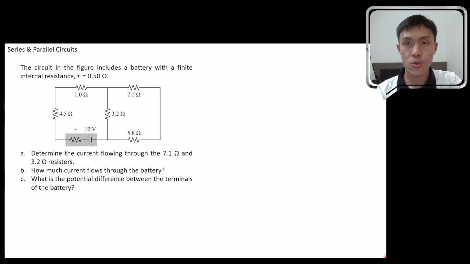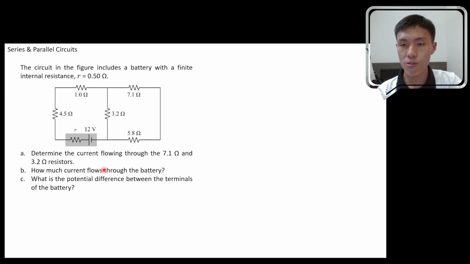Let's try to solve this question here. The circuit in the figure includes a battery with finite internal resistance r, which is equal to 0.50 ohm. So they give you the value for this internal resistance over here. Now they ask you to determine the current flowing through the 7.1 ohm and the 3.2 ohm resistor. So they're interested in the I for this resistor and this resistor here.